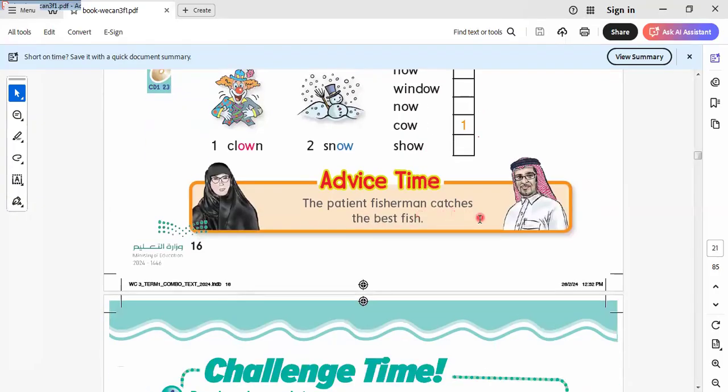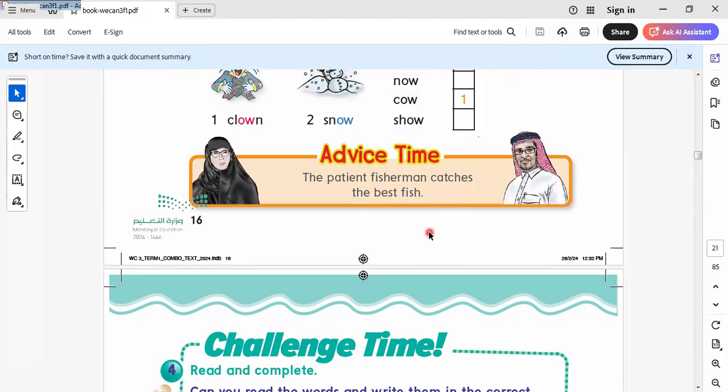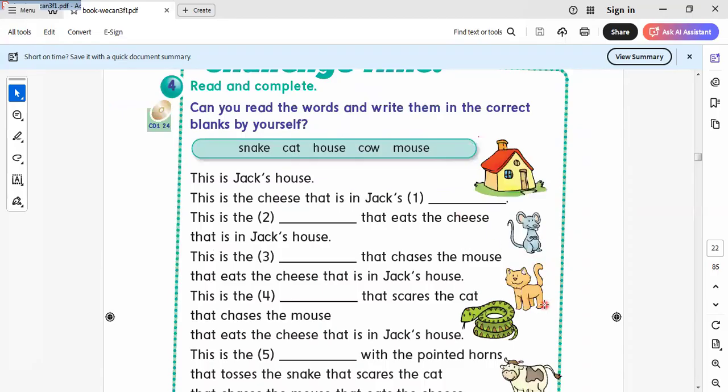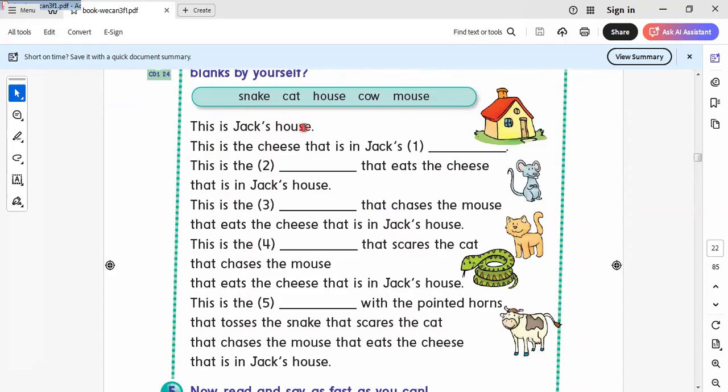The patient fisherman catches the fish. So we learn business from what? From catching fish. We learn business from catching the fish. Let's do this exercise together. This is Jack's house. This is the cheese that is in Jack's house. In Jack's house.